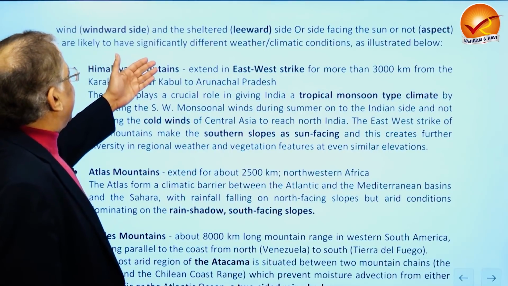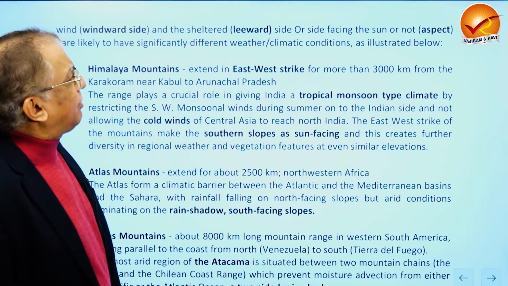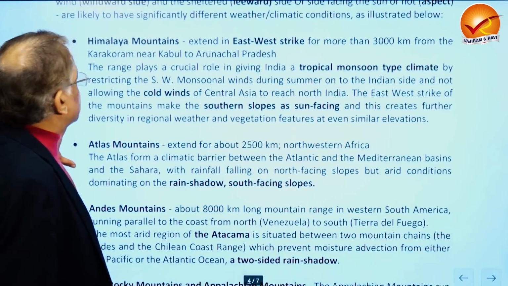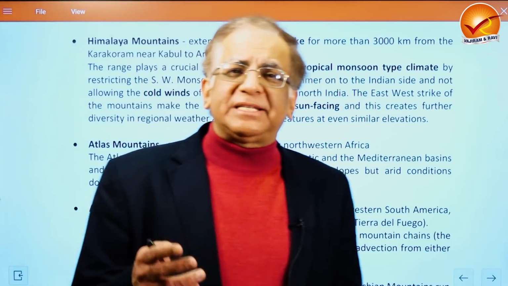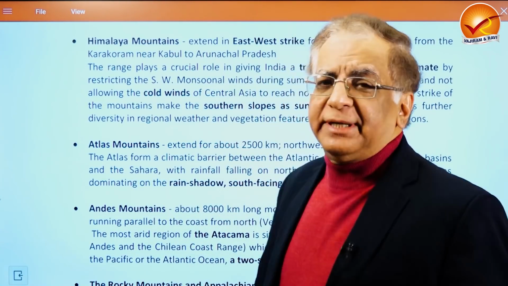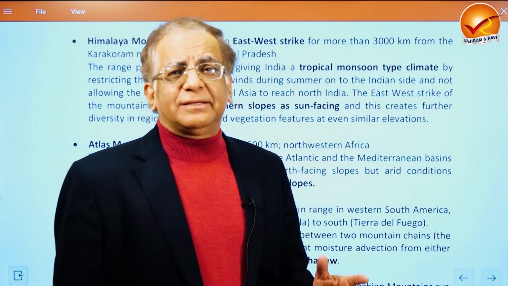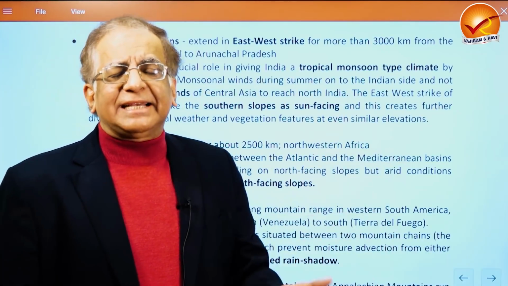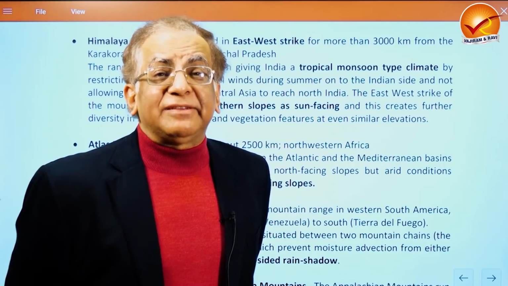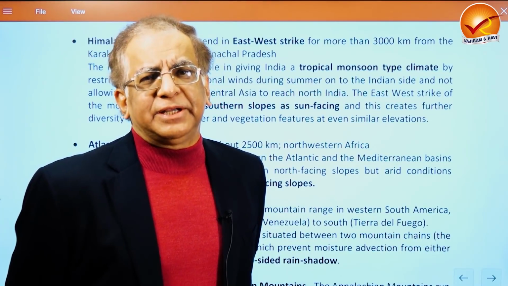All these are likely to have significantly different weather or climatic conditions. Now, since we are supposed to give examples of the major mountain systems, we can take the Himalayas here. And you know, the Himalayas have what kind of strike? By strike we mean how exactly the mountains are placed on the earth's surface. And the strike of the Himalayas is east-west in orientation.